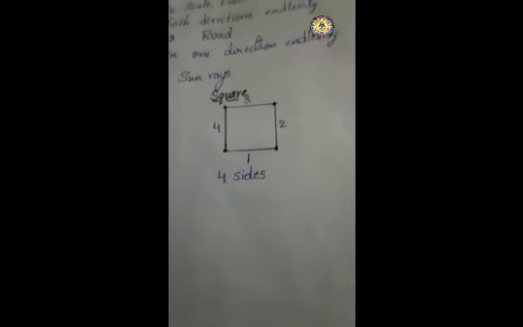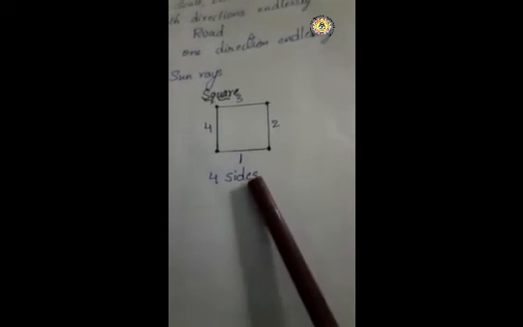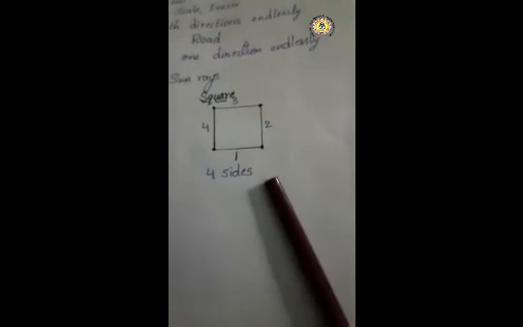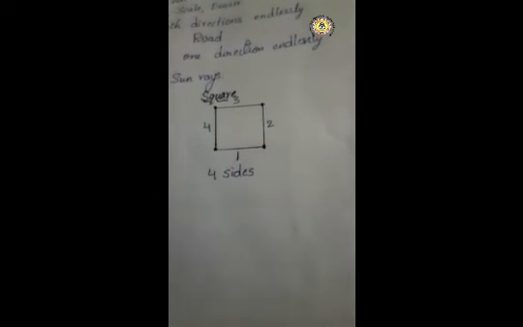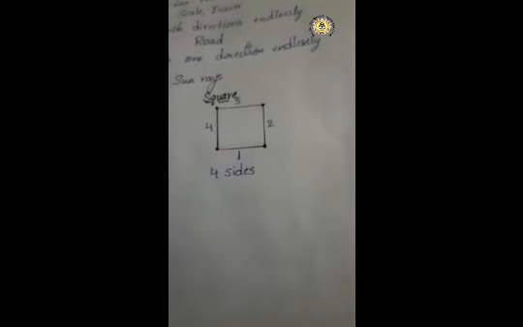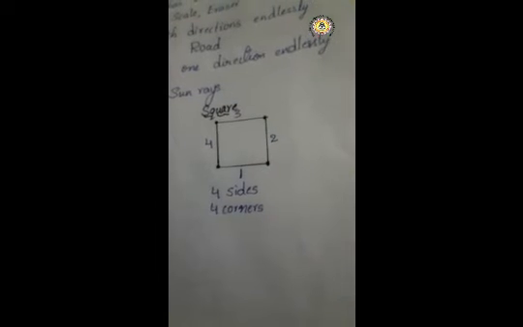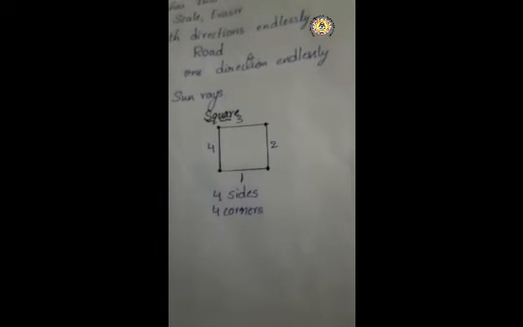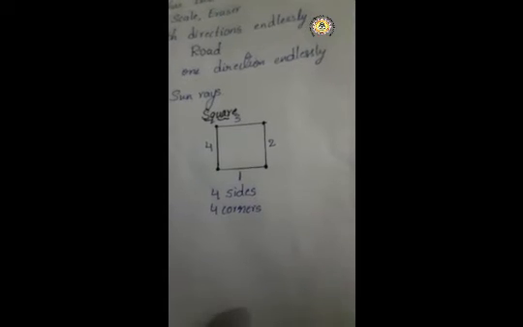And it has 4 sides, or not? 1, 2, 3, 4 sides. 4 line segments, that's why 4 sides. Now coming to the corners, 1, 2, 3, 4. 4 corners. If you observe here, are all sides of equal length or not? So in a square, all sides are equal.